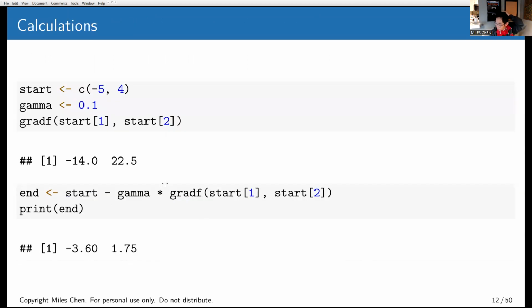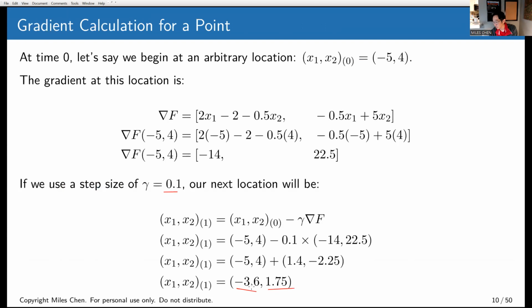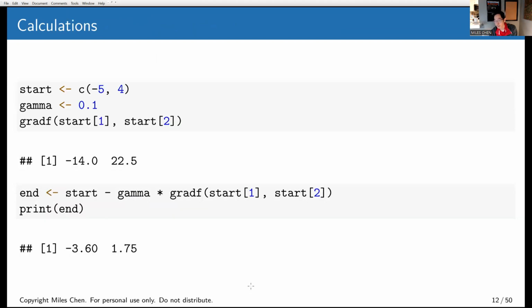And so if I start off at -5, 4, I could ask, what is the gradient at -5, 4? And I get -14, 22.5. And then if I take our starting location minus 0.1 times the gradient, I get exactly what I found, -3.6, 1.75, which is what we got over here. So this is just doing this in R.